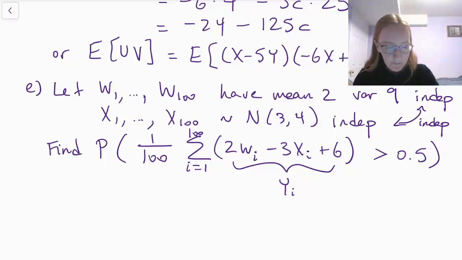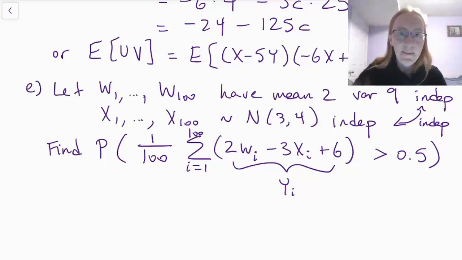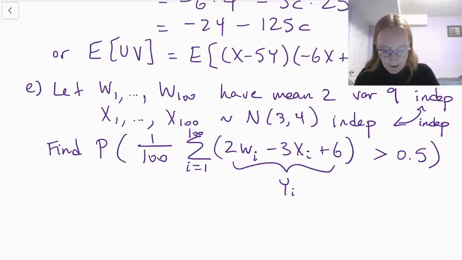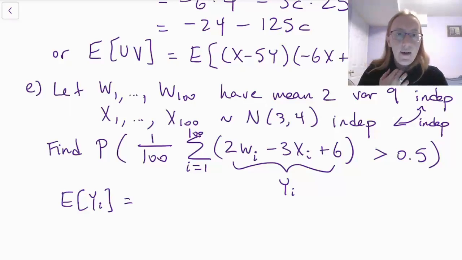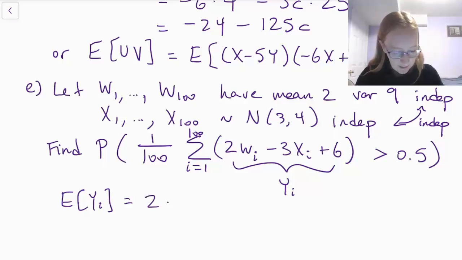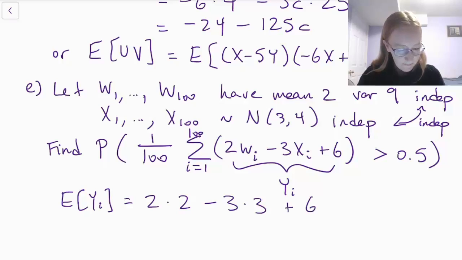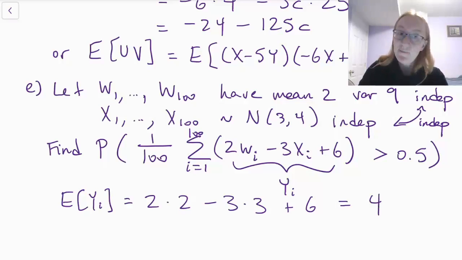So we let yi equal 2wi minus 3xi plus 6. And we can find the mean of yi, any one of them. Again, using linearity, it's going to be 2 times the mean of w, which is 2, minus 3 times the mean of x, which is 3, and then plus 6. So that's 4 minus 9 plus 6, which is 4, I think. Have someone correct me if I'm wrong.